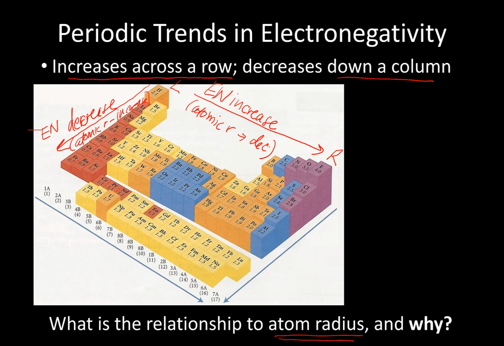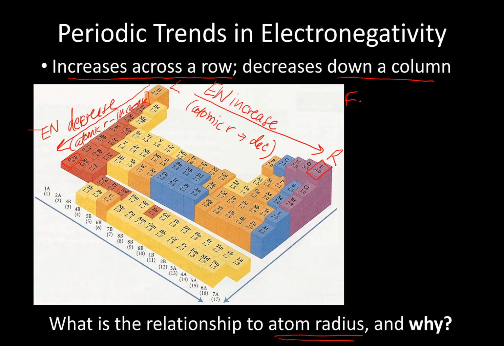And it all has to do with electron shielding and the charge in the nucleus, the effective nuclear charge. So let me explain that a little bit more. Let's look at fluorine, and we'll contrast fluorine, which is the most electronegative element, to francium, which is one of the least electronegative elements.